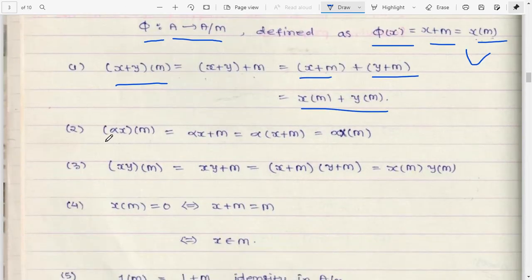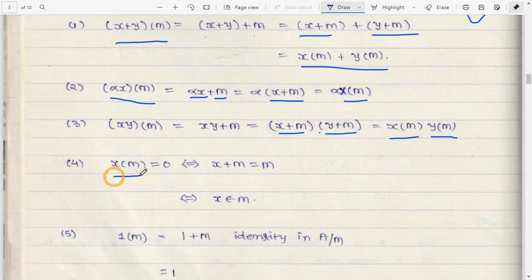Second, alpha into x(m) is equal to alpha x plus m, which is equal to alpha into x plus m, which is equal to alpha into x(m). Third, (x y)(m) is equal to x y plus m, which is equal to x plus m into y plus m, which is equal to x(m) into y(m). Fourth, x(m) equal to 0 if and only if x plus m is equal to m, if and only if x belongs to m.